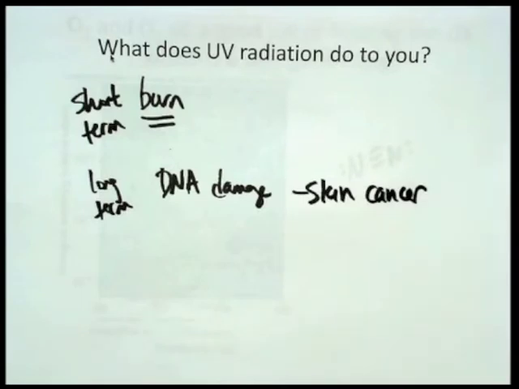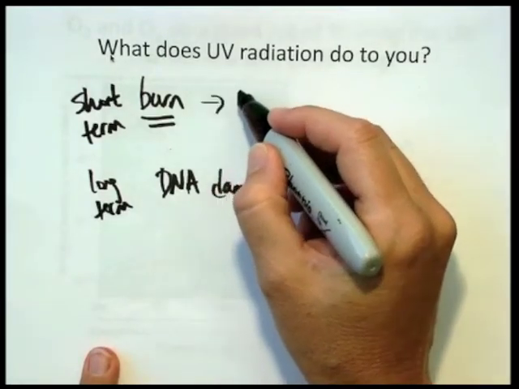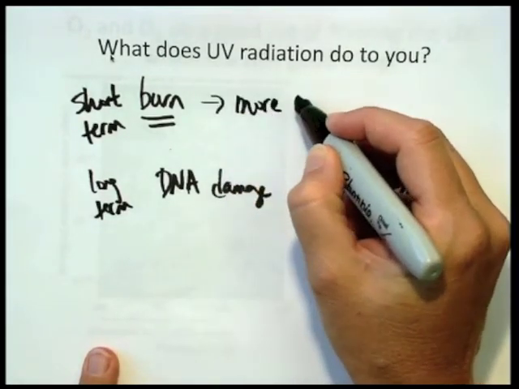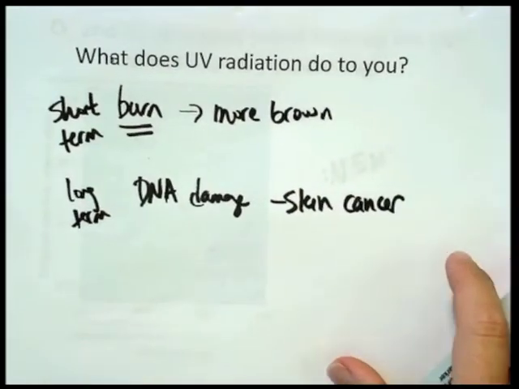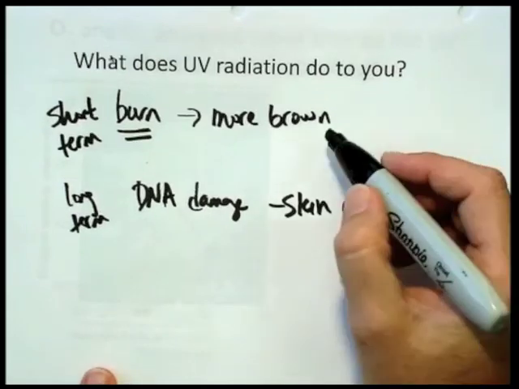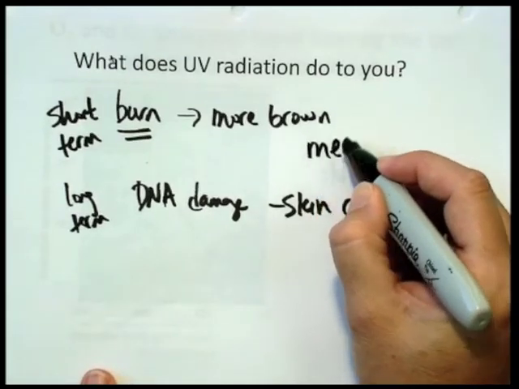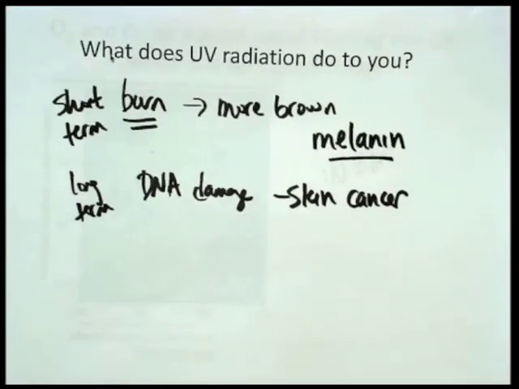It can cause, yeah, I'll just leave it at that. Now, as it turns out, when you're exposed to ultraviolet radiation, in the short term it will burn, but if it's a longer term thing, your skin actually changes colors and becomes more brown. And that is due to the natural chemical response in your skin to ultraviolet radiation, which is the production of more melanin.